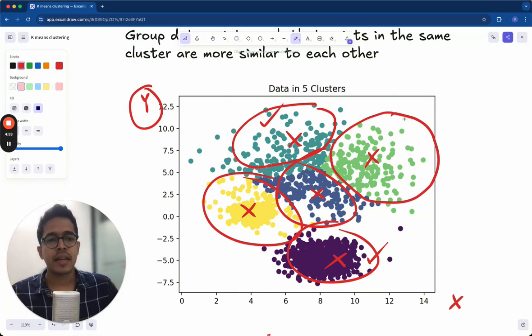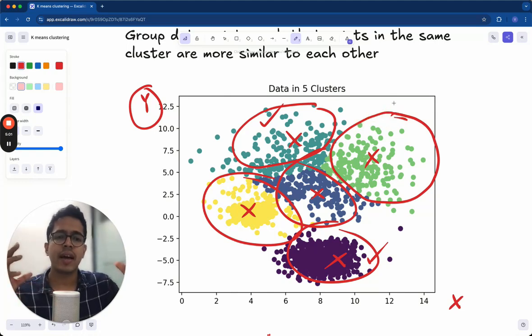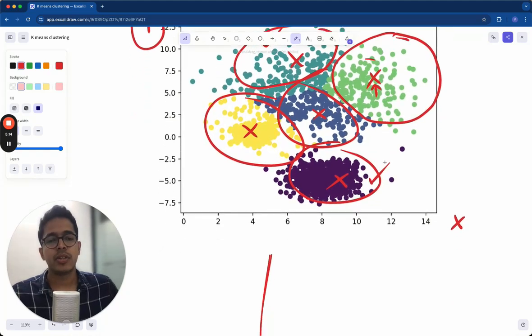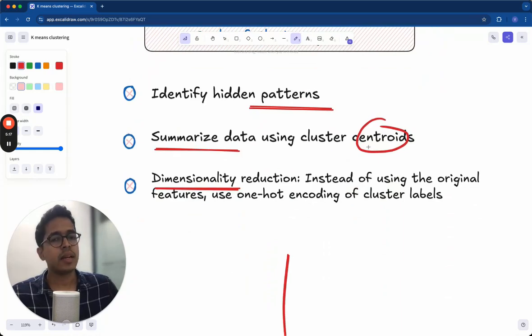Or here, this green, you can say that the value of y is not extremely high. It is one of the highest, but not the highest. But the value of x is the highest, because the x value corresponding to this centroid is the highest among all the other clusters. So you can simplify or summarize the data using the centroids of these clusters.